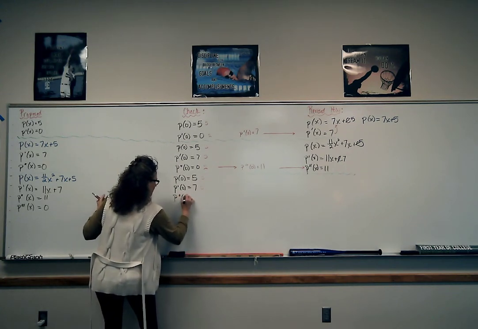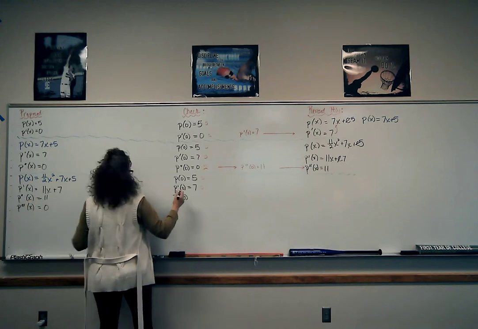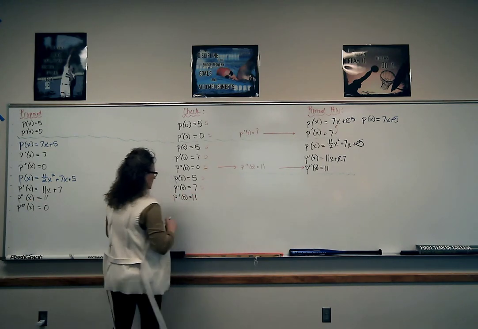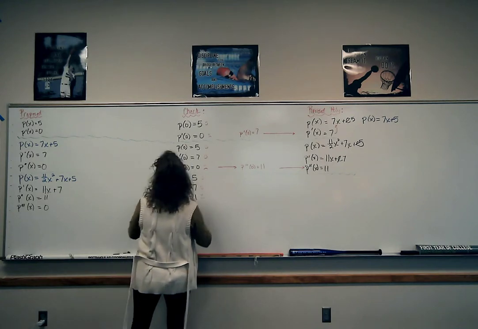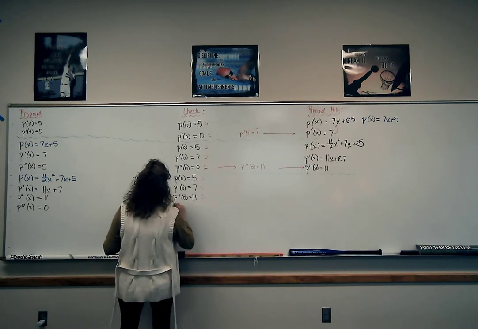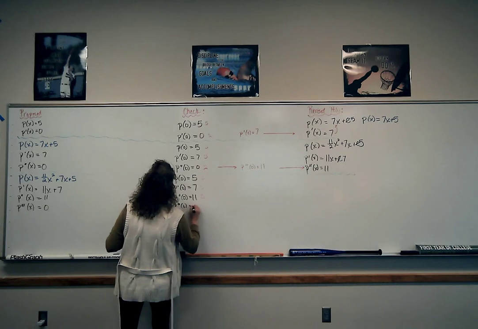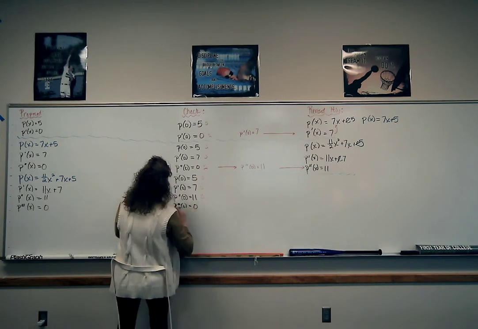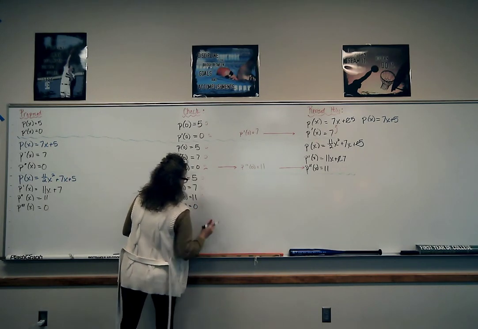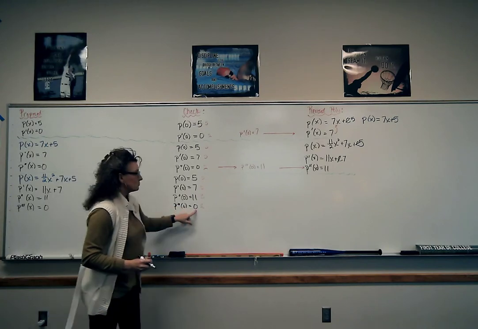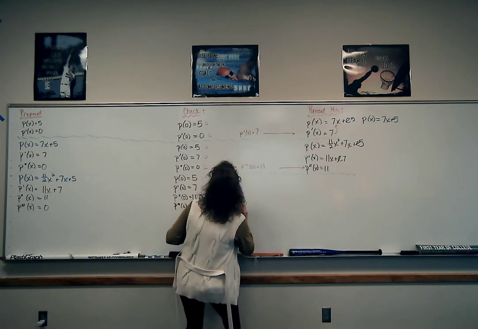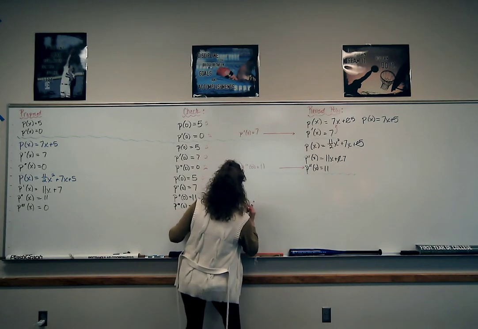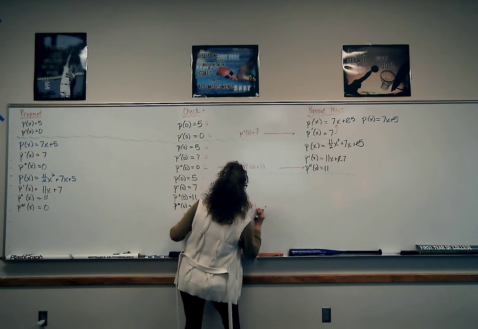P double prime of 0 is 11. Does this match our facts? Yes, it does. P triple prime of 0 is 0. Does this match our facts? No, it doesn't. This is supposed to be 13. So P triple prime of 0 is supposed to be 13.